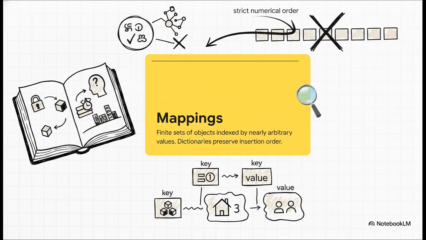Think of it literally like a physical dictionary, where a word is your key and the definition is your value. The official Python documentation explicitly defines these as finite sets of objects indexed by nearly arbitrary values. Now, the absolutely crucial rule here is that your keys must be hashable and immutable, like a string or an integer, so the system can maintain a constant, highly efficient lookup. Oh, and here's a fantastic feature. Modern Python dictionaries strictly preserve insertion order. That means your keys will always be produced in the exact order they were originally added.